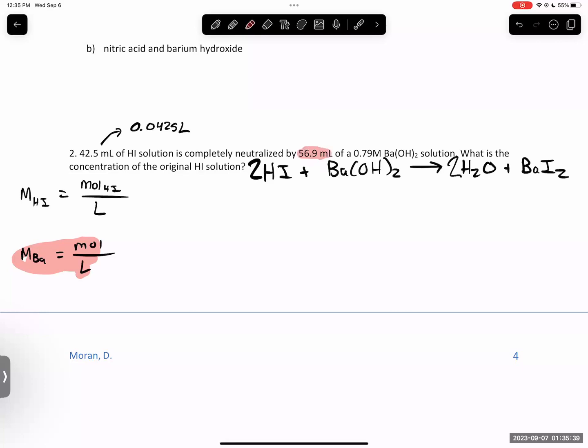We have the volume in milliliters, but we can get to liters, we know how to do that. And we have the molarity. So can we calculate moles of barium hydroxide? Yes, right? And if we have moles of barium hydroxide, how would we get to moles of the HI required to completely neutralize that solution? What is the way from moles of one thing to moles of another thing? The mole ratio in the chemical equation, right?